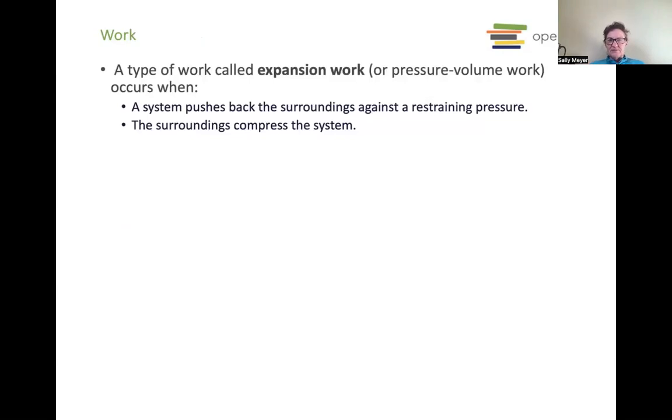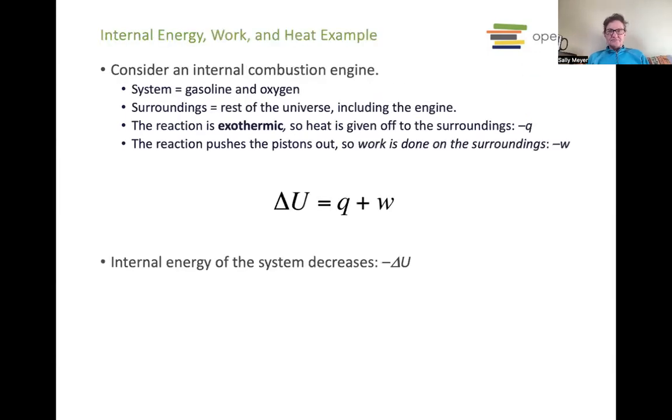So a type of work called expansion work or pressure-volume work occurs when a system pushes back the surroundings against a restraining pressure and the surroundings compress the system. So you want to think about this really as how we use the energy in our gasoline in our car, for example. When we burn gasoline in our car, we increase the volume in that process. And so it pushes up a piston, which then allows that piston's doing work on the surroundings to be converted into the work of turning the wheels on the car.